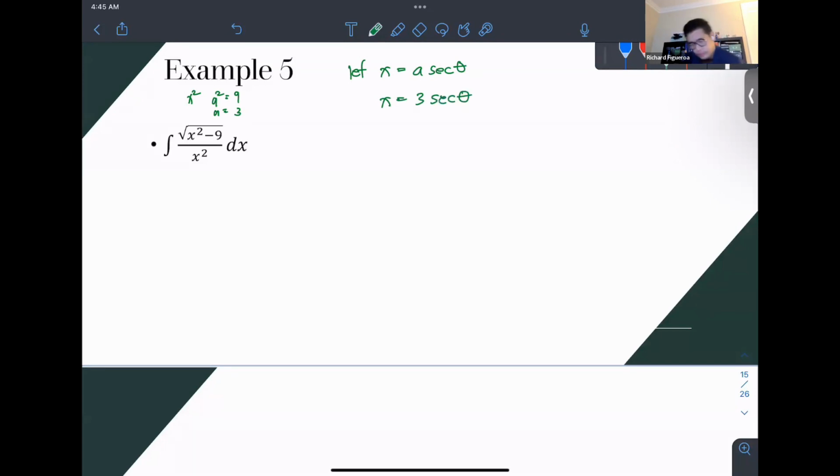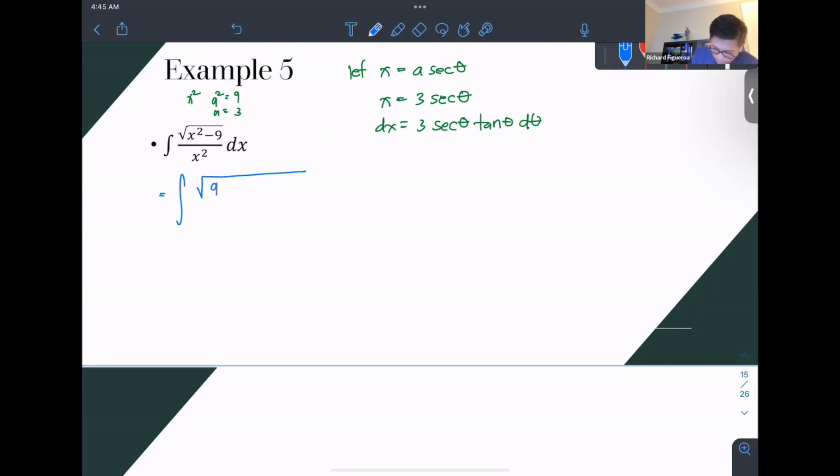So dx then will be 3 times the derivative of secant theta, which is secant theta tangent theta d theta. So we substitute. So x squared will be 9 secant squared theta minus 9, over our x squared, so 9 secant squared theta. And we multiply it with dx, which is 3 secant theta tangent theta d theta.